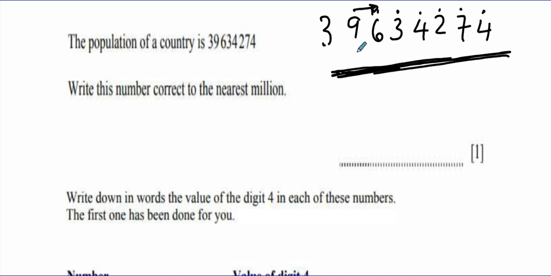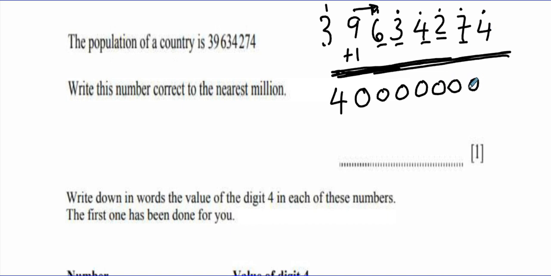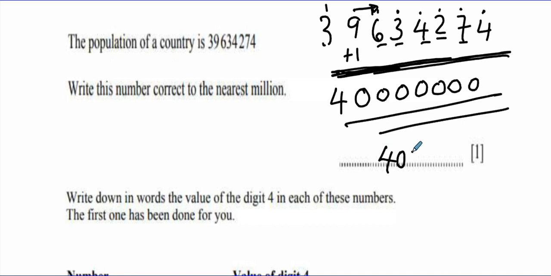Now check on your right, there is 6. Add 1 here, so 9 plus 1 is 10, carry 1. 9 plus 3 is 4. Okay, now 6 becomes 0, and all the digits to the right become 0. Yes, so this is the answer. So here you write 140 million.